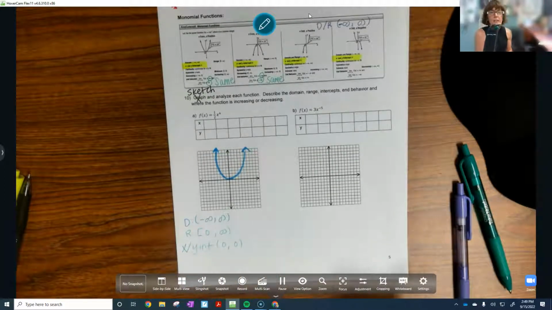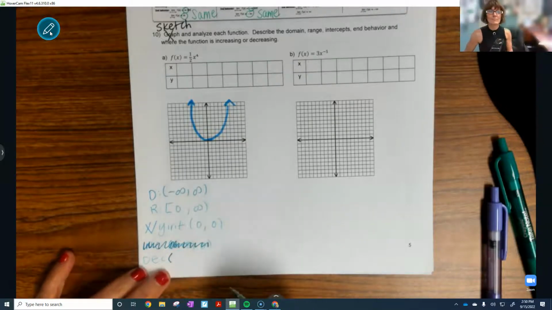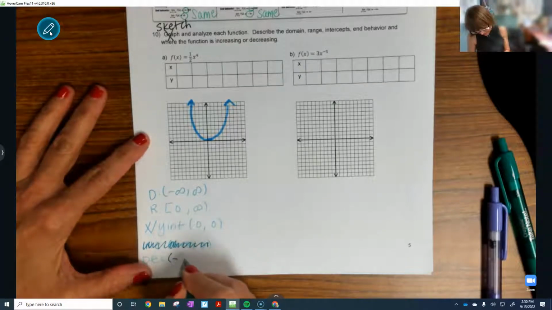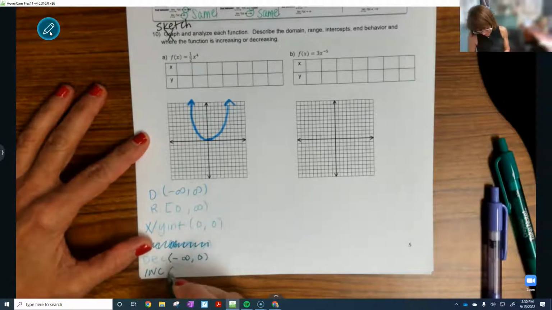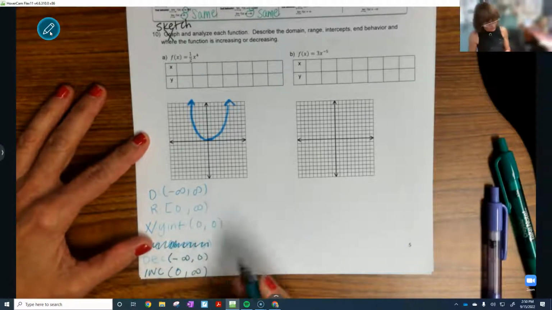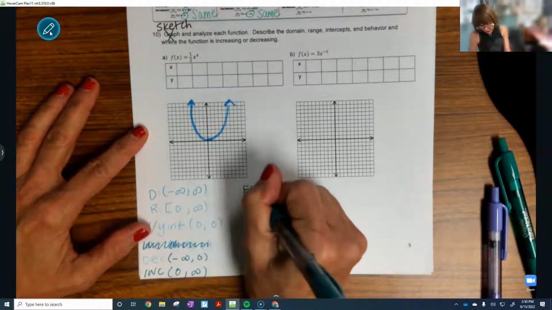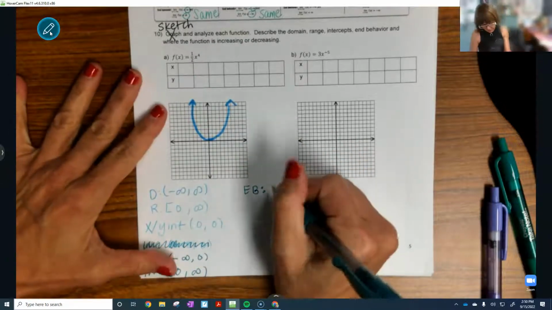And then for the sake of practicing, let's remember how to write where it's increasing and decreasing. So it is decreasing from negative infinity to 0, and it is increasing from 0 to infinity. One more thing I want to talk about is end behavior. Your end behavior is the same. They're both going up.